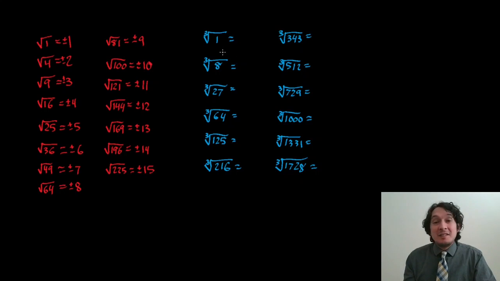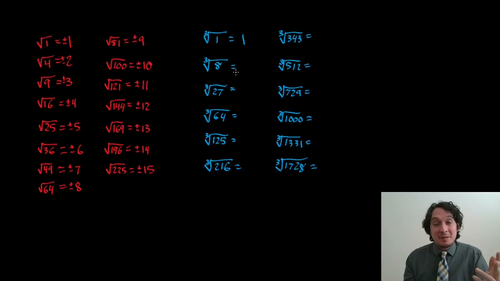And likewise, if a square root is asking us what number times itself gives me the number in the root, in the radical, this time we're asking what number, if you take 3 copies of it and multiply them all together, gives me that number inside the radical. And once again for 1, that answer is 1, because 1 times itself is 1.